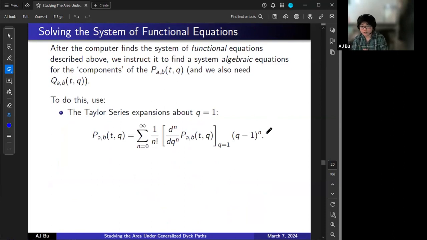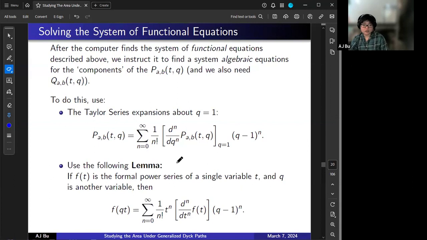One is the Taylor series expansion about Q equals 1. So that's going to tell us that P sub AB of TQ is going to be equal to the sum from 0 to infinity of 1 over n factorial times the nth derivative with respect to Q of P sub AB TQ evaluated at Q equals 1 times Q minus 1 raised to the nth power. And that's just the definition of a Taylor series.